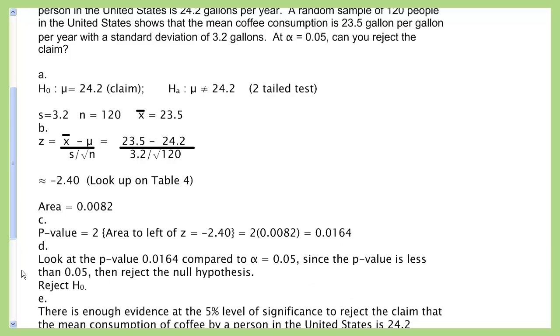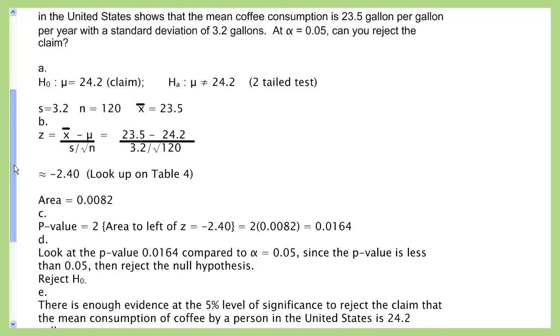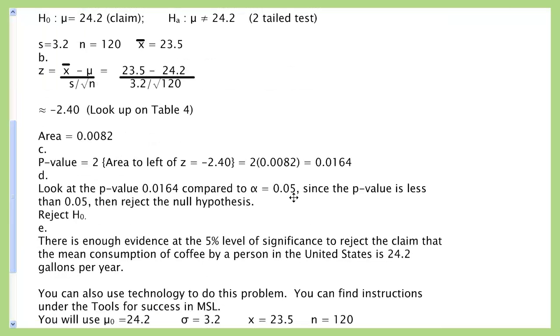And what you're doing next is you want to look at the p-value compared to your percentage that you want to look at. So the percentage alpha is 0.05, and since the p-value is less than 0.05, since this number is less than that, you're going to reject the null hypothesis. So you reject the claim. And the statement in terms of the question would be, there is enough evidence at the 5% level of significance to reject the claim that the mean consumption of coffee by a person in the United States is 24.2 gallons per year.